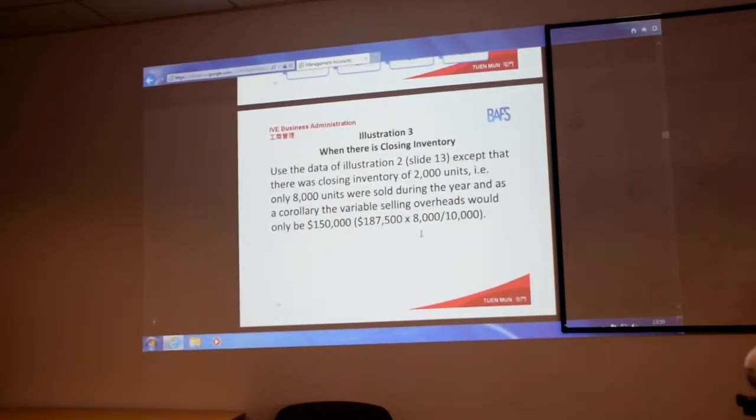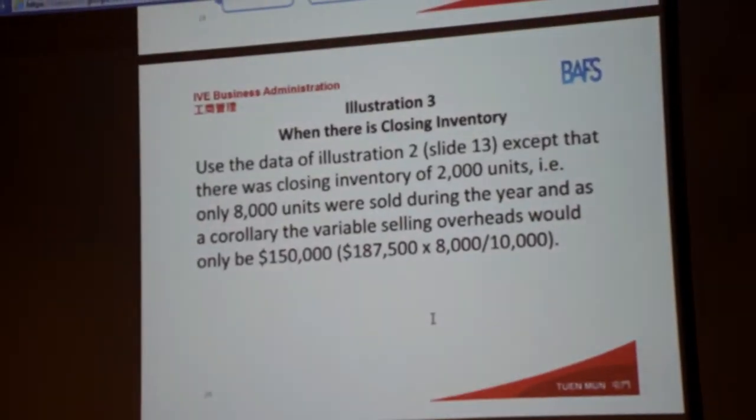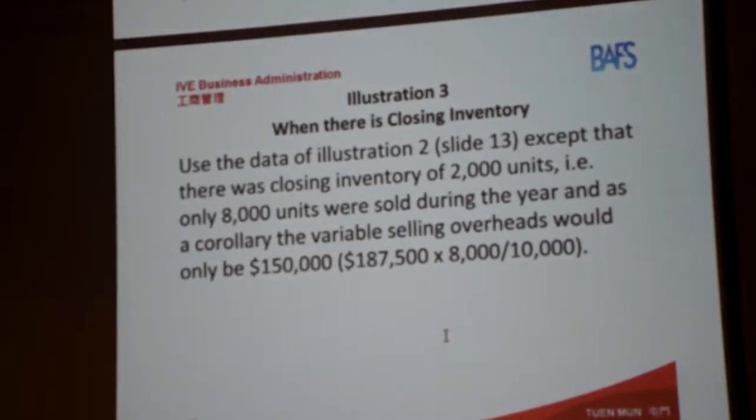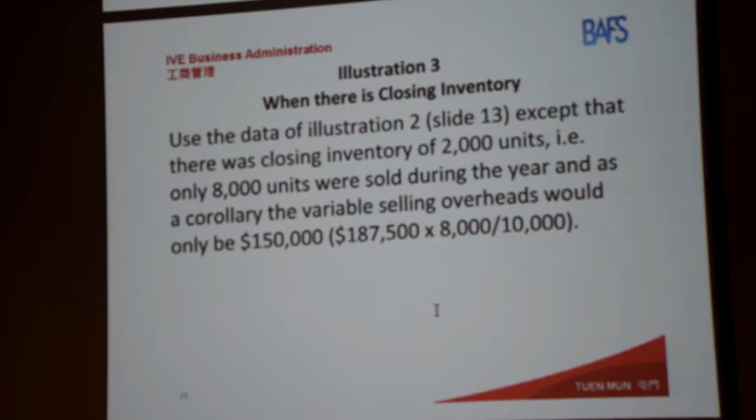So looking at the question, the example we used in the last class, we're looking into the same question, but the only difference is that there is a closing inventory of 2,000 units. It means we haven't sold everything we have produced. So we have produced 10,000, yes, but we are just selling 8,000, and the 2,000 we will be taking over to the next year. Yes. And that is where the closing stock comes in.